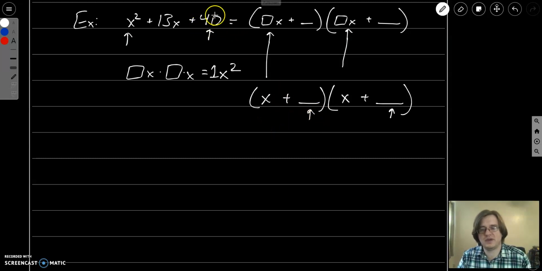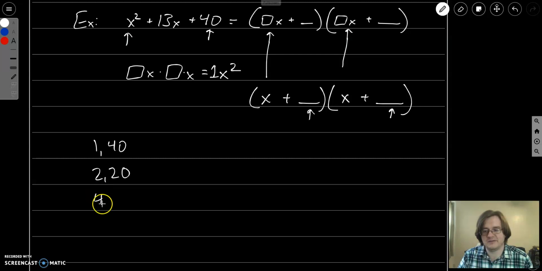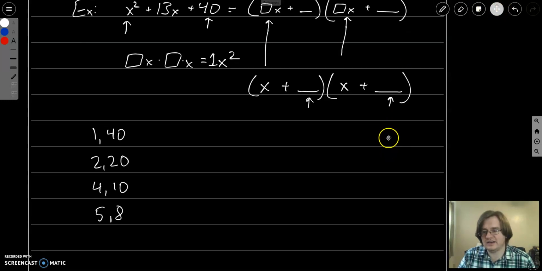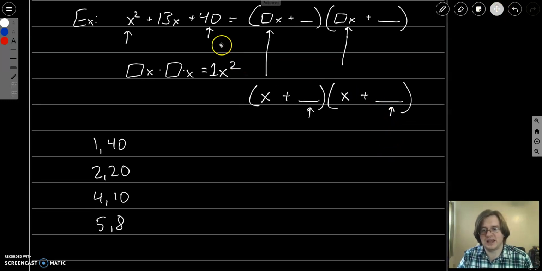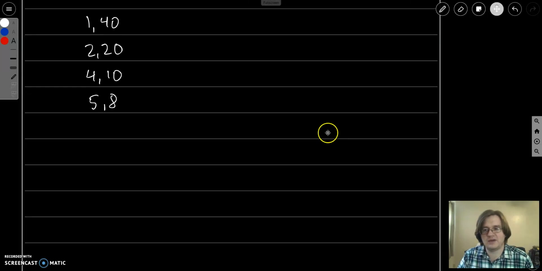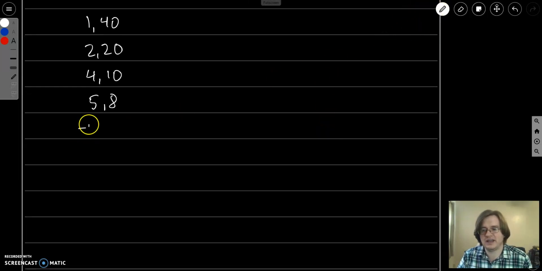So what pairs of numbers will multiply together to get 40? Well, I could take 1 times 40. I could take 2 times 20. I could take 4 times 10, or 5 times 8. And I believe this is all of the positive ways that I can multiply together to get 40. However, I could also multiply -1 times -40, -2 times -20, -4 times -10, and -5 times -8.